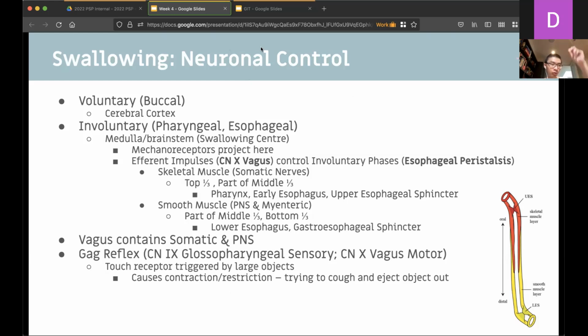Incidentally, there's something known as sword swallowing, which is when people lower a sword down and swallow it. The way they do that is they place the sword in a way that it doesn't touch those touch receptors, so it doesn't trigger a cough, because it's quite dangerous when that happens.